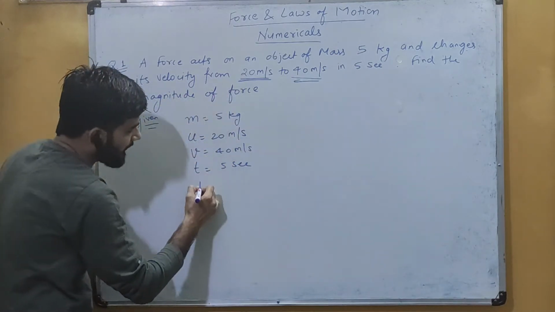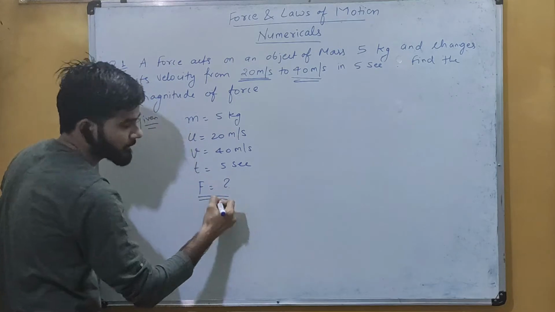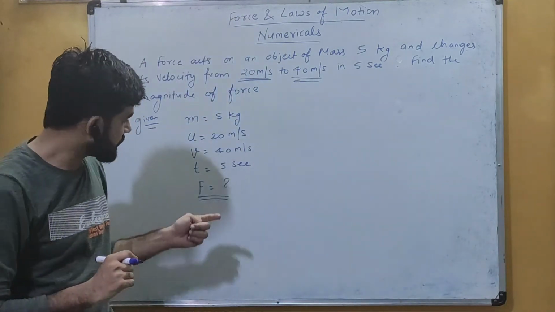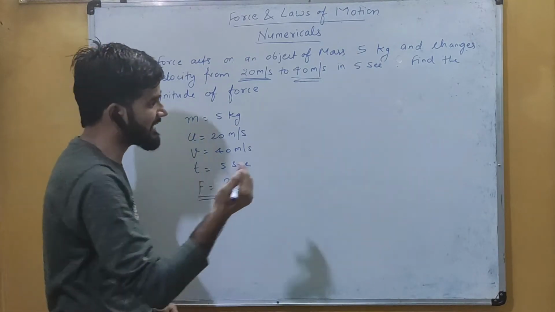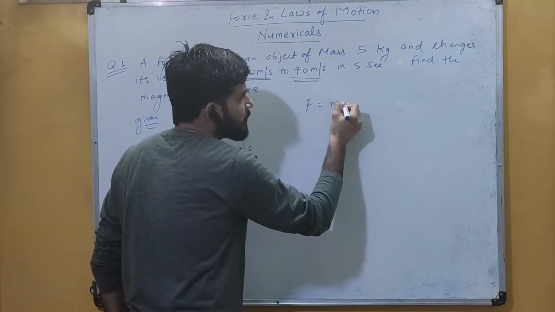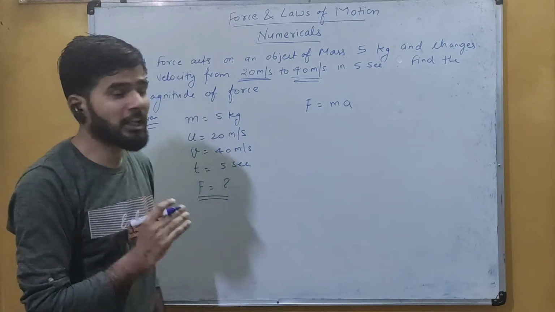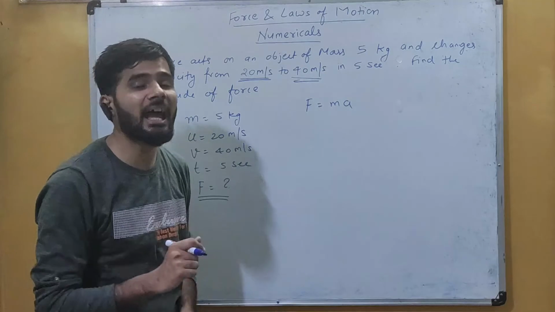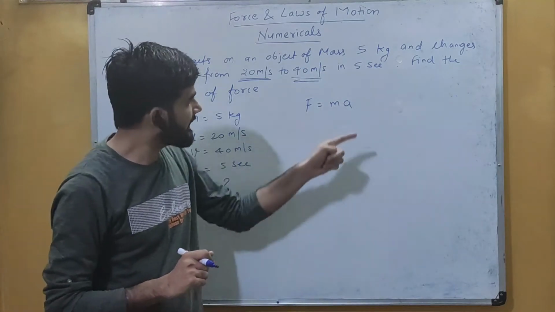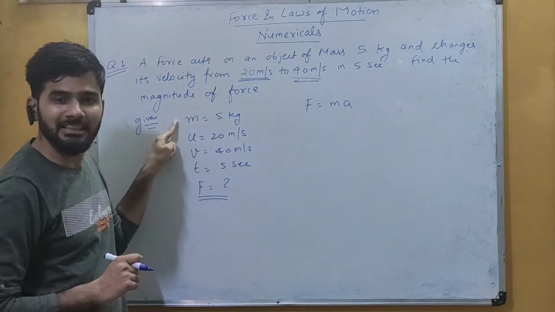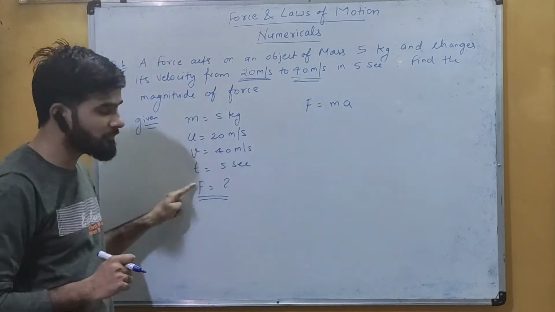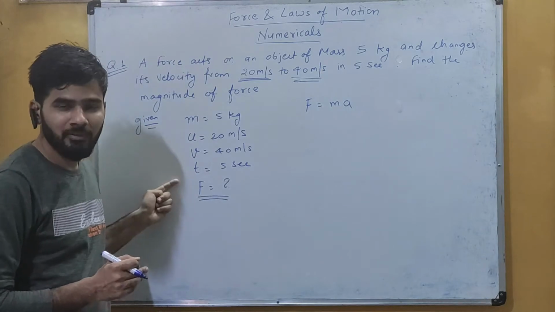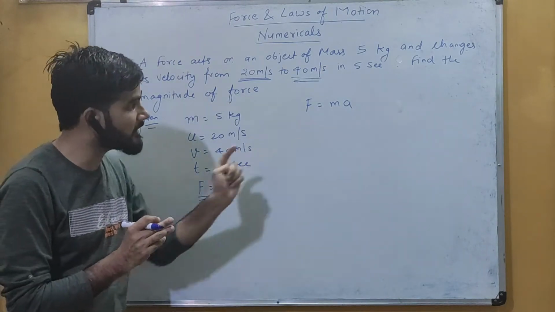And here we have to find the magnitude of force. Now whatever we have to find, you must know its formula. So do we have the formula to calculate force? Yes, we have that formula, F is equal to mass into acceleration. Now in this formula you must see whether we have the given values of the variables. Here mass is given to us. Acceleration, here we don't have acceleration, but can we find the acceleration from the given data? Yes, we can.